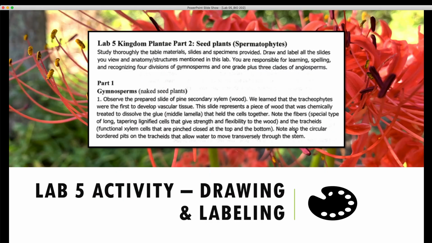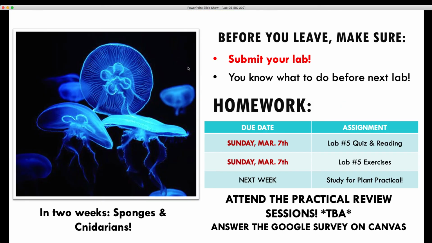Now you can do your lab activities. Everything is available for you in the lab manual. Please make sure to submit that online. This is all correct, I think. Yeah, this is all right. So make sure to do your lab quiz and your reading. You're going to need to study for the plant practical, which is next week. Remember that you'll have all week to do that lab practical online, and it is all fill in the blank.